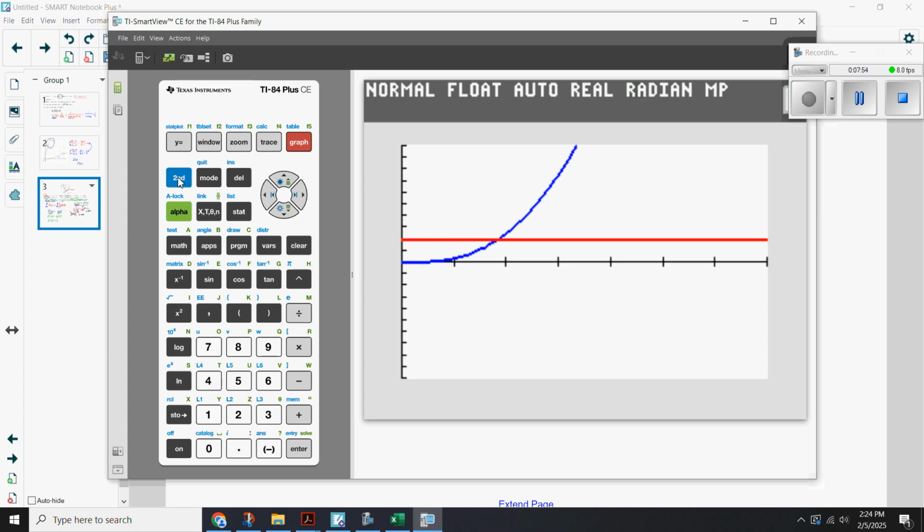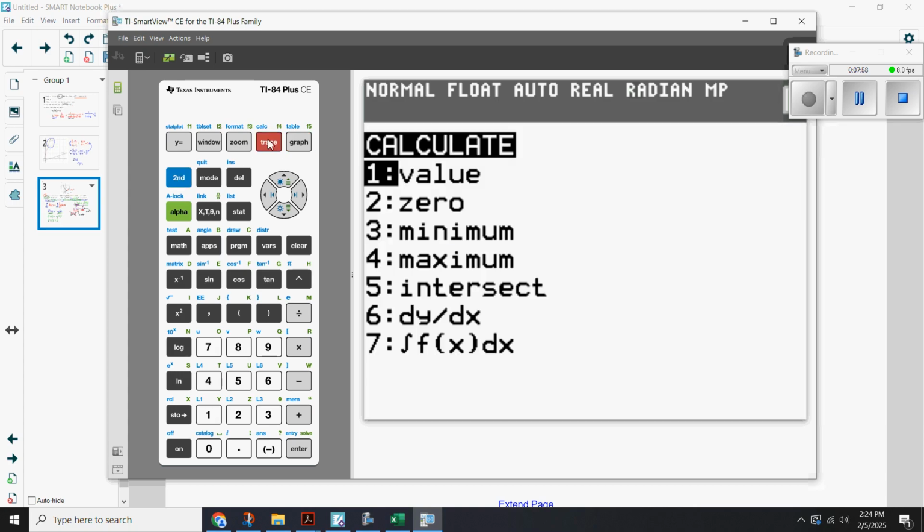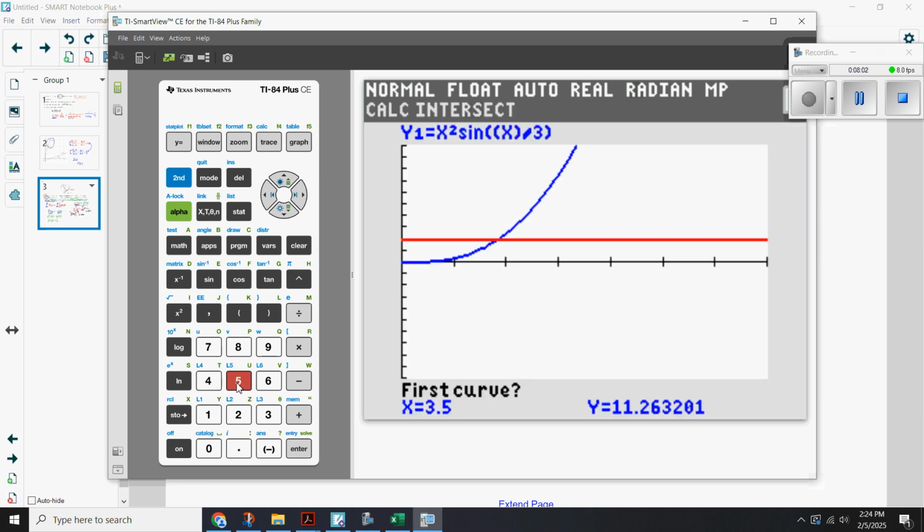So I'm going to go second, and above trace it says calc, and I'm going to look for an intersection. That's number 5. And it says, your first curve, the blue one, y equals x squared sine x over 3. Yes, that is my first curve. So I'm going to say yes. And is your second curve the red one? It's got a little cursor on it right there. I'm going to say yes. Do I want to make a guess? No, I don't want to make a guess. That's why I bought the calculator, so I don't have to guess.